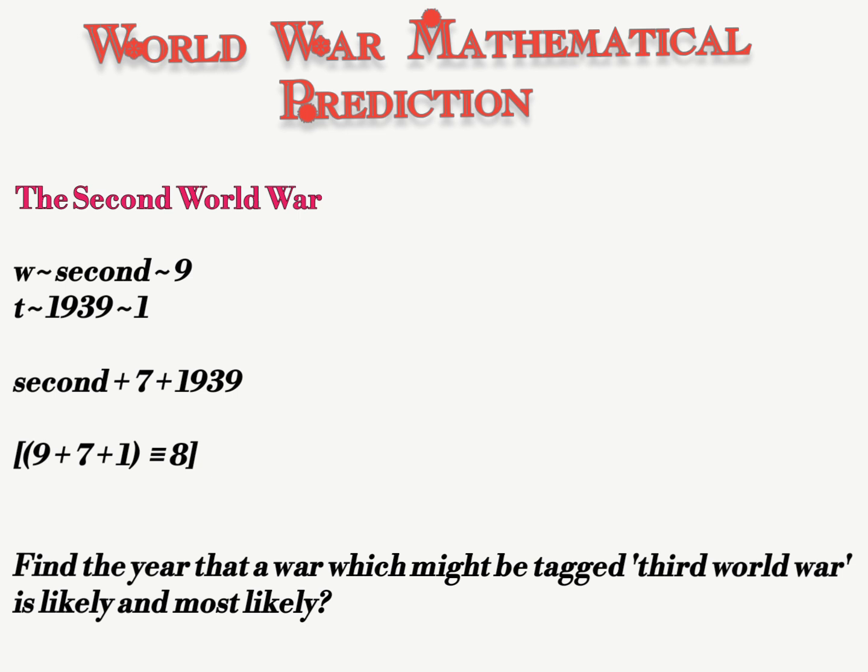The Second World War. W tilde second approximately 9, T tilde 1939 approximately 1. Second plus 7 plus 1939. 9 plus 7 plus 1 is defined as 8. Find the year that a war which might be tagged Third World War is likely and most likely.